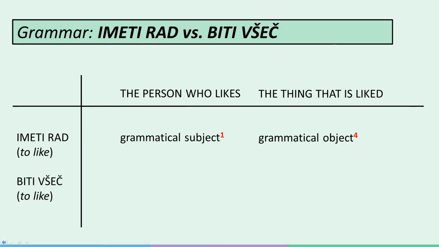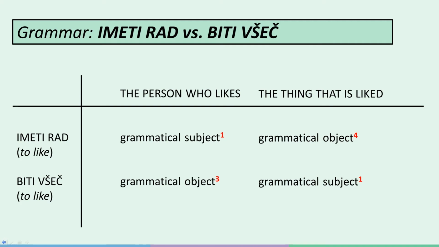With biti všeč, the person who likes is the grammatical object, but this time in the third case or the dative, because something is enjoyable to someone. And the thing that is liked is now actually the grammatical subject, and in the first case or the nominative. Whenever you forget what biti všeč is about and how it works, just remember the sentence chocolate is enjoyable to me, or come up with a similar sentence that reminds you how the Slovene structure works.